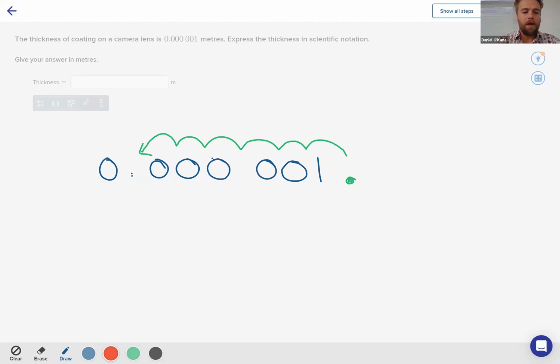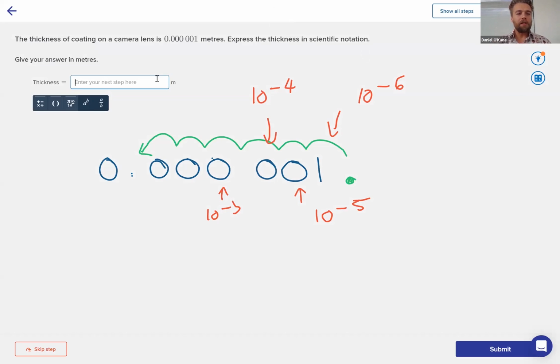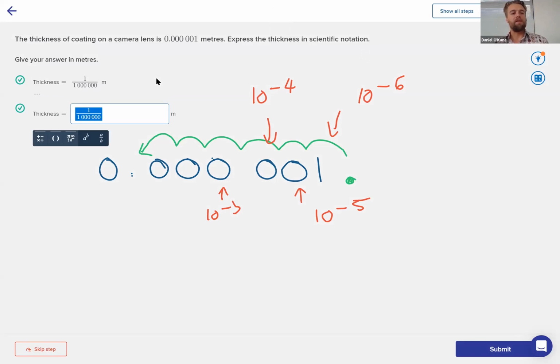Now keep in mind, remember that third digit was 1,000ths, so that's 10 to the -3. The fourth digit would be how many ten thousandths. The fifth digit would be the number of 100,000ths, so 1 over 100,000. And then the sixth digit, that is the number of millionths. It's a bit hard to say. So I can actually write this as 1/1,000,000 as the thickness of this camera lens coating, okay?